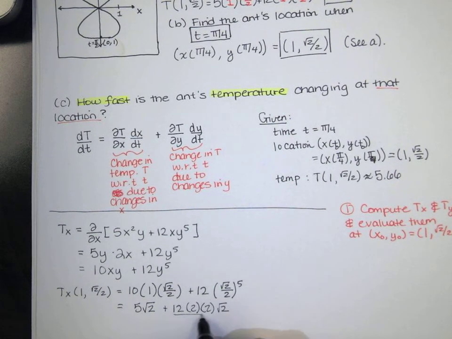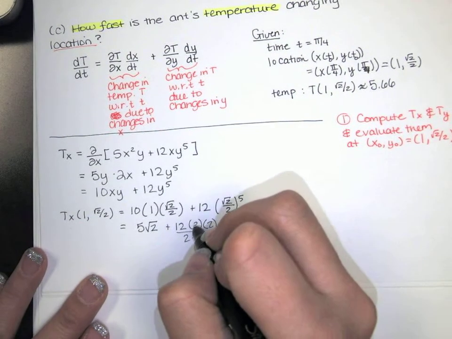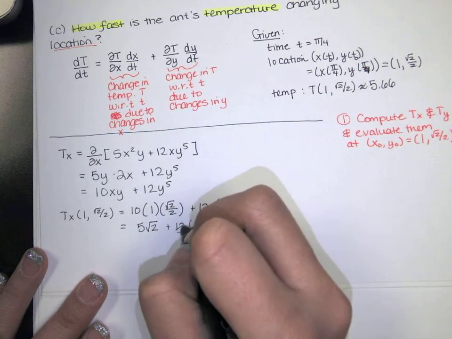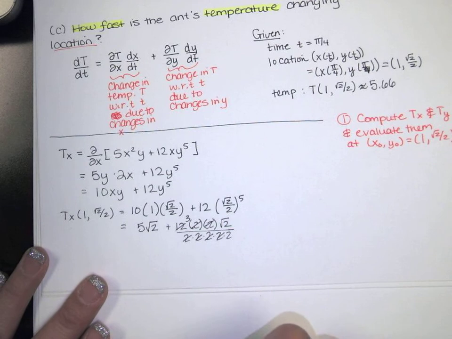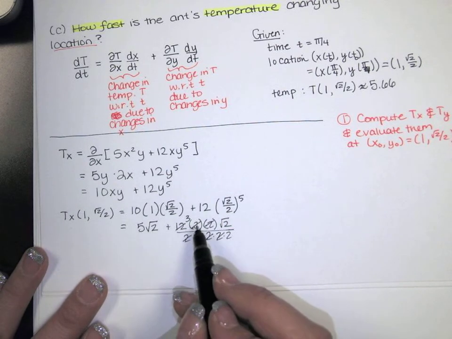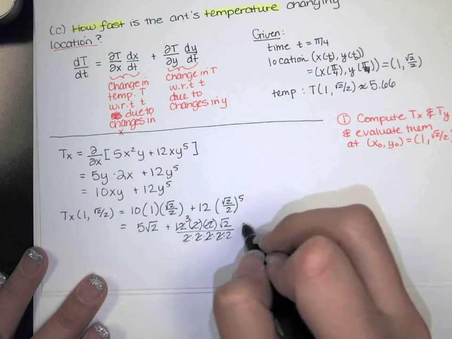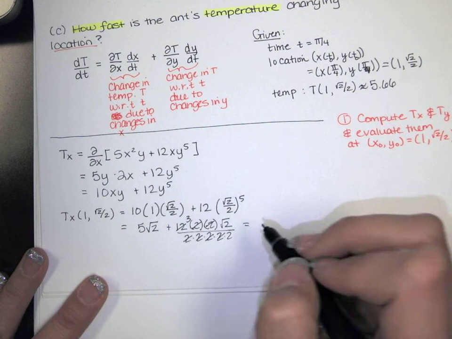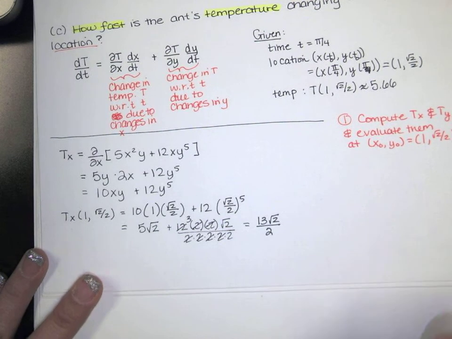And then we've got 2 to the 5th in the denominator. So 2 times 2 times 2 times 2 times 2. And I know we're in Calculus 3, that's not necessary, but I just wanted you to see that 2 of these reduce with this. I'll take out a 4 here and reduce a 4 there. So we end up with 5 root 2 plus 3 root 2 over 2. So we've got 6.5 times square root of 2. 6.5 times square root of 2 is 13 root 2 over 2.